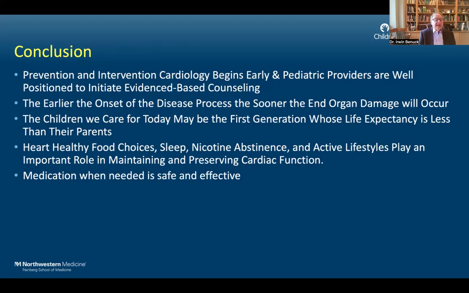So I really think that coronary vascular disease is not an adult disease. It's a childhood disease. It really begins in childhood. And if we could identify children, we could create a healthy lifestyle, get them on medication if they need it earlier, and it'll certainly prevent end organ damage. We feel that this might be the first generation whose life expectancy is less than their parents. And heart healthy food choices, sleep, nicotine abstinence, and an active lifestyle play a very important role. And medication, when needed, is safe and effective.